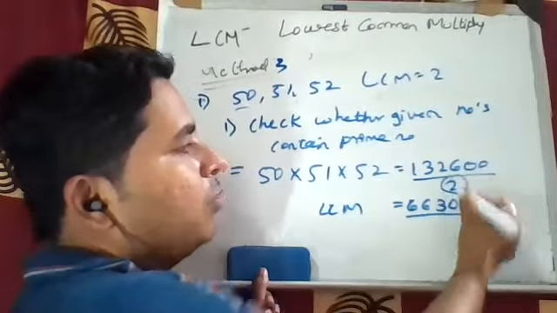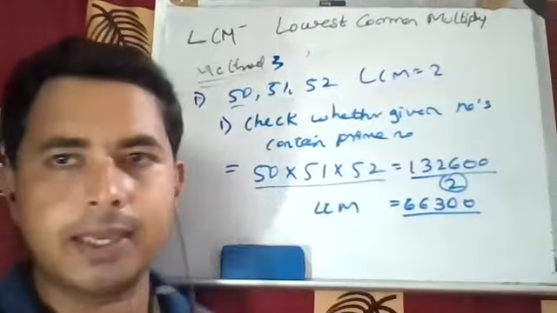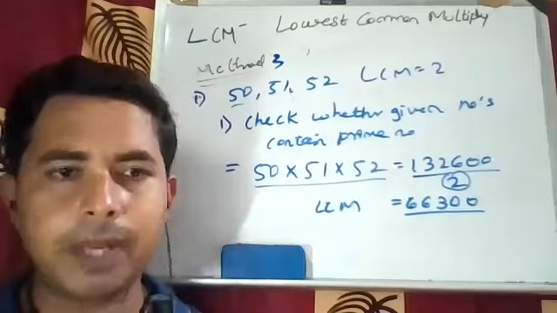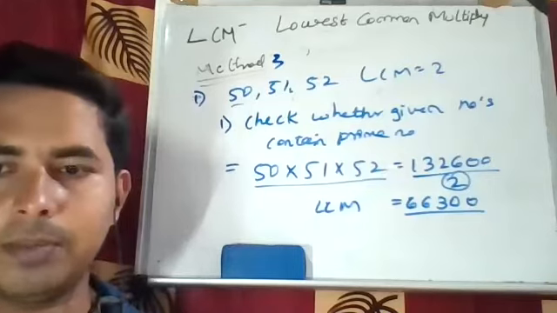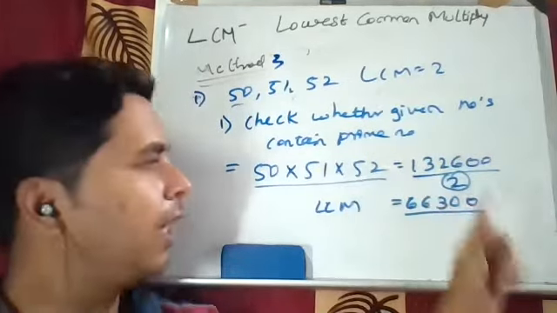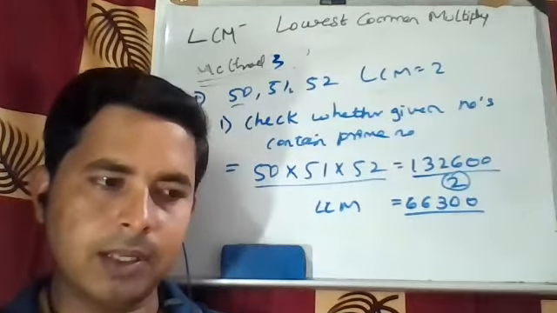When to divide by 2? अगर इनमें से कौन सा भी प्राइम नंबर नहीं रहना है. ओके, if the given numbers do not contain any prime number, then multiply all the numbers and divide by 2, you'll get the LCM of those numbers.